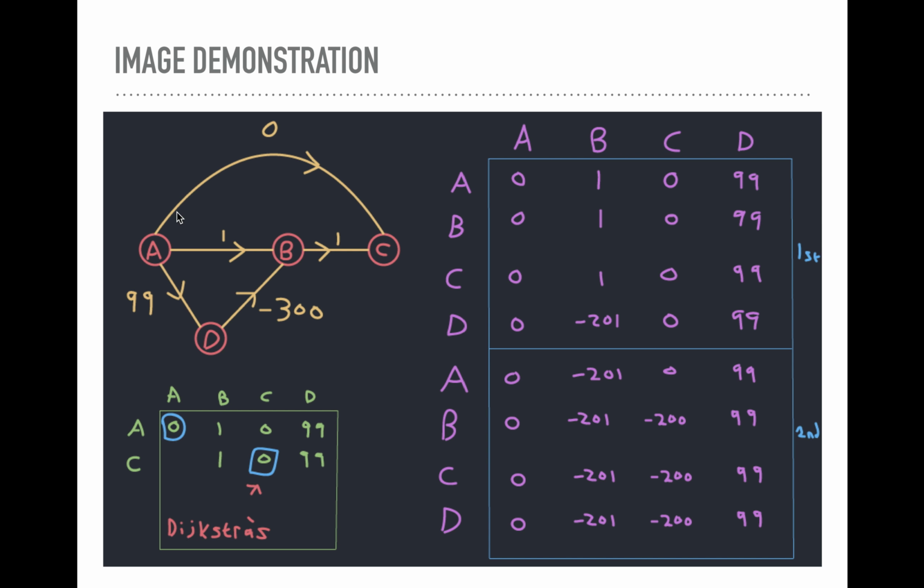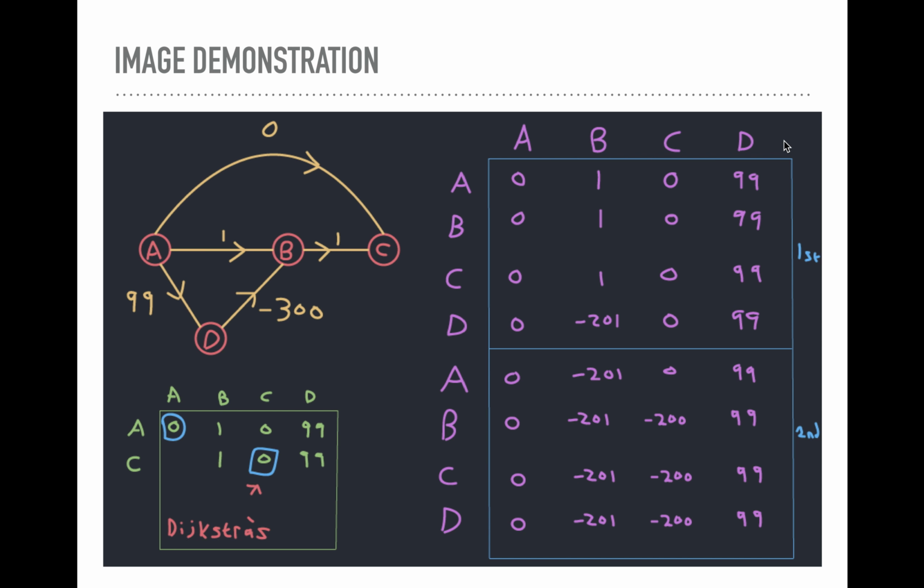This is our graph. Yellow lines are edges, these are edge weights, these are vertices, the red circles, and they're just named A, B, C, D. This is where we're documenting our progress using Bellman-Ford, and this is where we're documenting our progress using Dijkstra's, just to compare the two and show how Dijkstra's doesn't do very well when we have a negative weight edge. So anyway, we'll do Bellman-Ford because that's what we're here for.